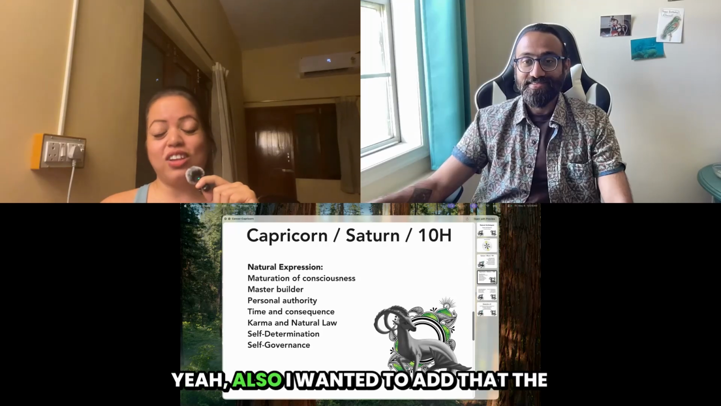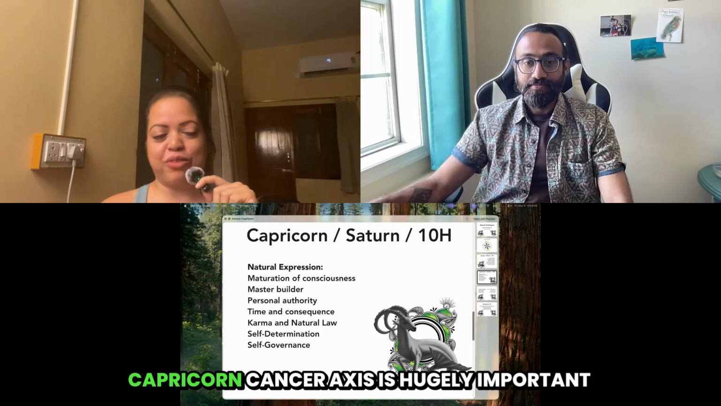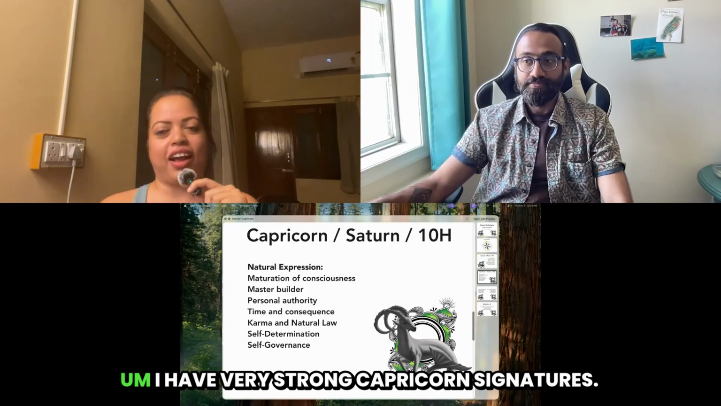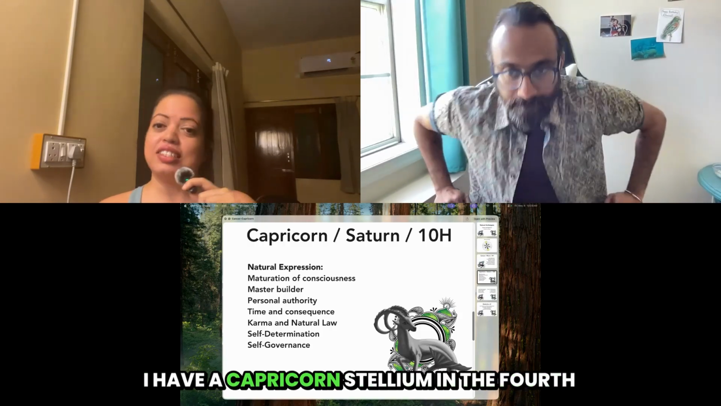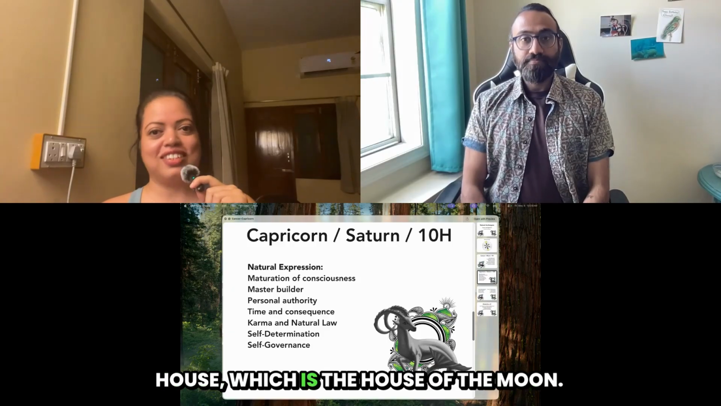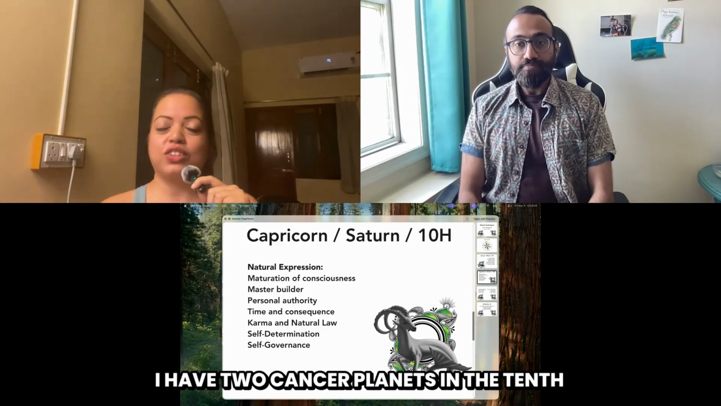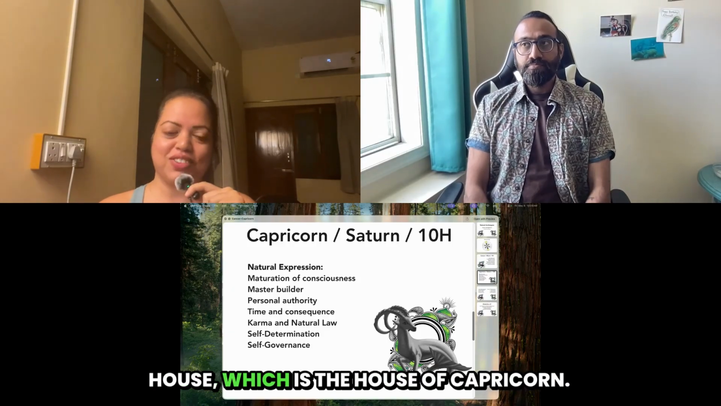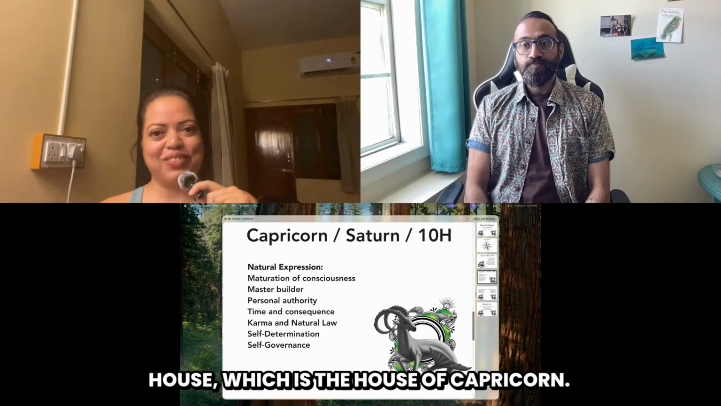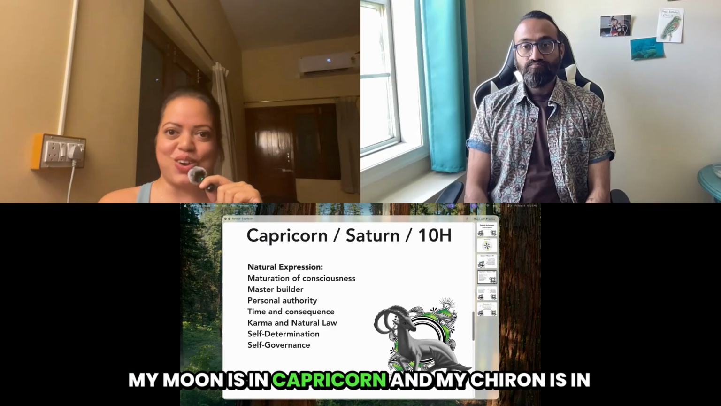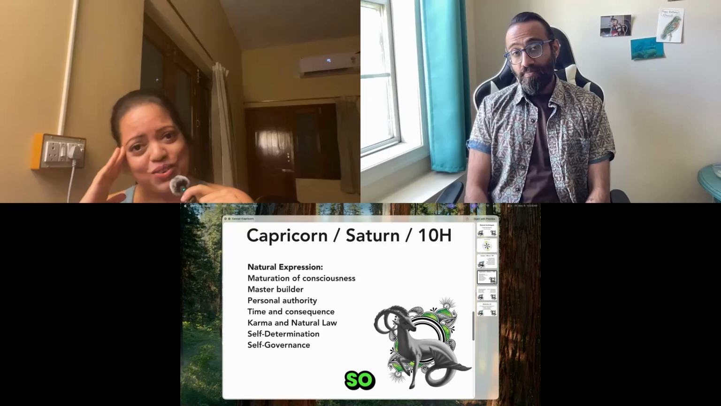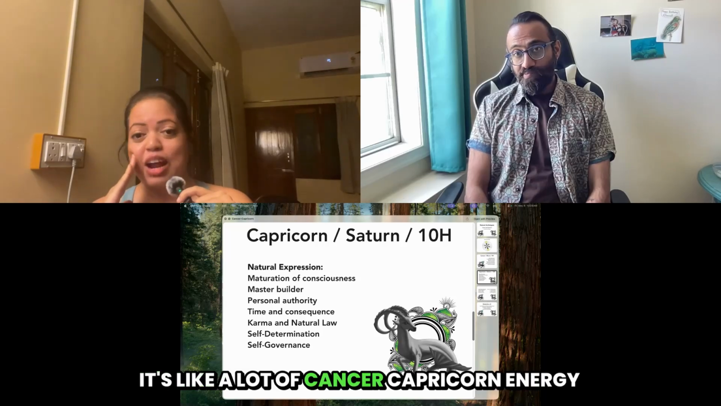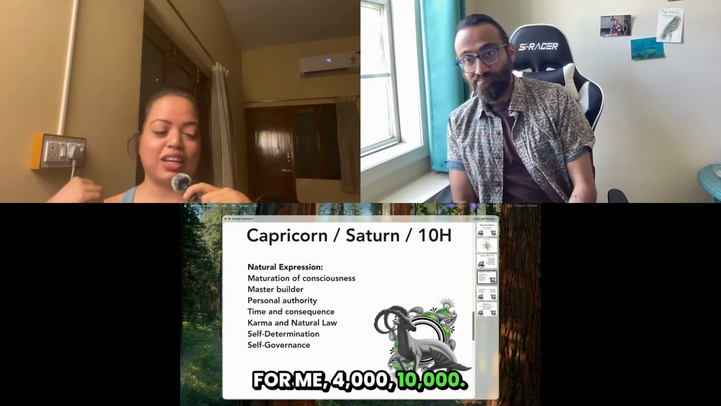Yeah. Also, I wanted to add that the Capricorn Cancer axis is hugely important for me. I have very strong Capricorn signatures. I have a Capricorn stellium in the fourth house, which is the house of the moon. I have two Cancer planets in the 10th house, which is the house of Capricorn. My moon is in Capricorn, and my Chiron is in Cancer in the 10th house. So it's a lot of Cancer Capricorn energy for me, fourth house, 10th house.